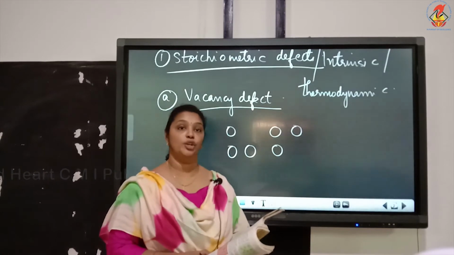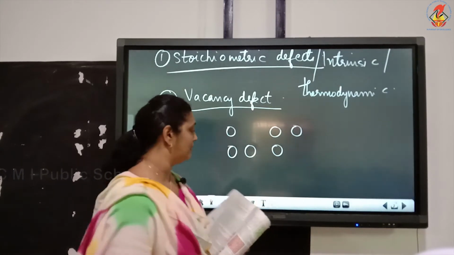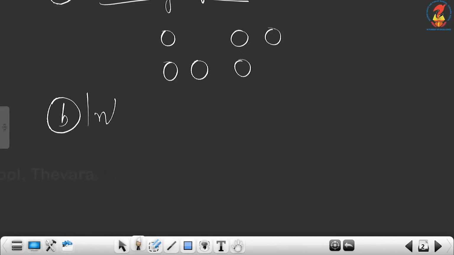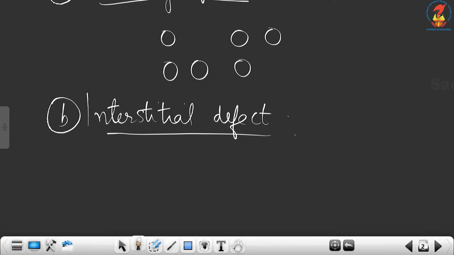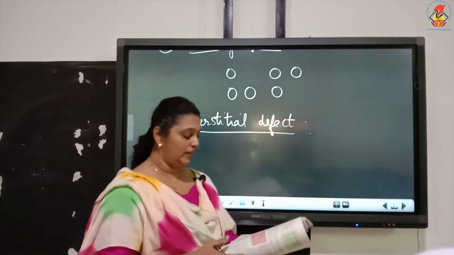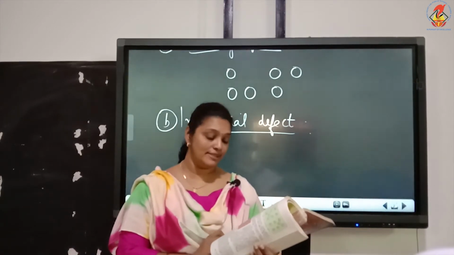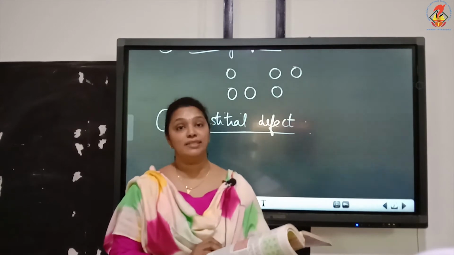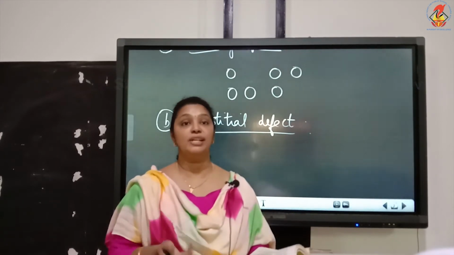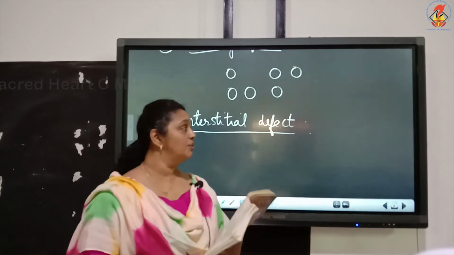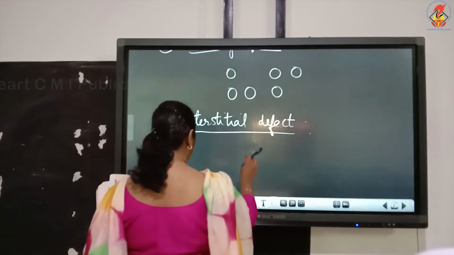Now the second type of stoichiometric defect is interstitial defect. Interstitial defect means when some constituent particles occupy an interstitial site, the crystal is said to have interstitial defect. And this interstitial defect will increase the density of the substance. So, if you are to draw the interstitial defect, we can show it like this.